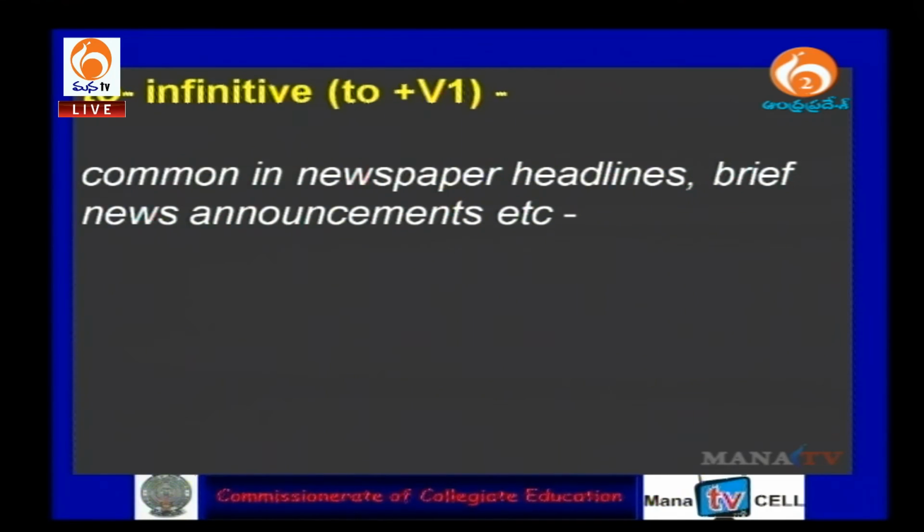And finally, to infinitive, that means to plus V1 form. This is a normal structure which is used in headlines of newspapers. They describe brief news announcements also. So, to give brief news announcements, the journalists in the newspapers use such language.